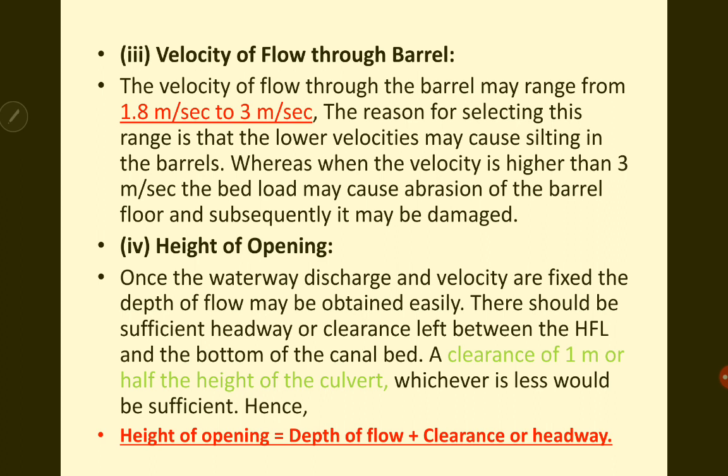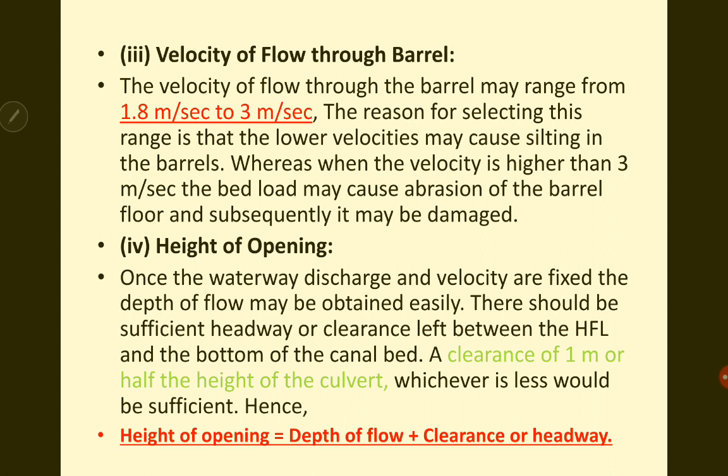The reason is that if it is much lower, there are chances of silting. If it is much higher, there are chances of abrasion. So we have to fix the value between 1.8 meter per second and 3 meter per second. Okay, so that is the velocity of flow through the openings, or otherwise barrel. The barrel is a word that is generally used in case of siphon action. Here also the word barrel can be used, but it's just the opening in case of aqueduct.